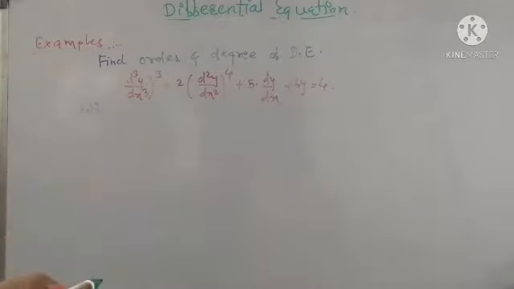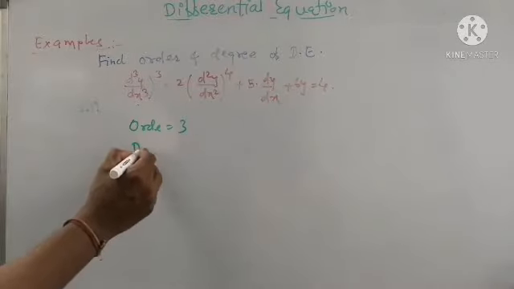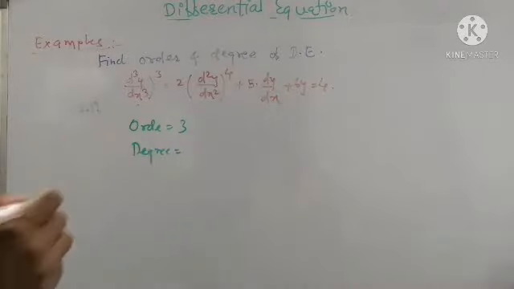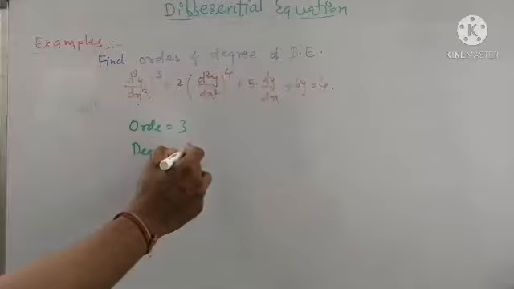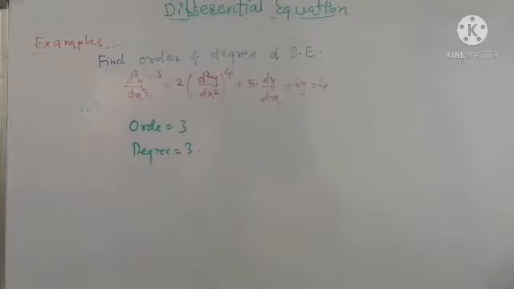As the third order derivative operator is the highest derivative operator in this differential equation, the order of this differential equation will be 3. Now the power of the highest derivative operator is the degree of this differential equation. As the highest derivative operator d cube y by dx cube has a single term and the power of that term is 3, the degree of this differential equation is 3.